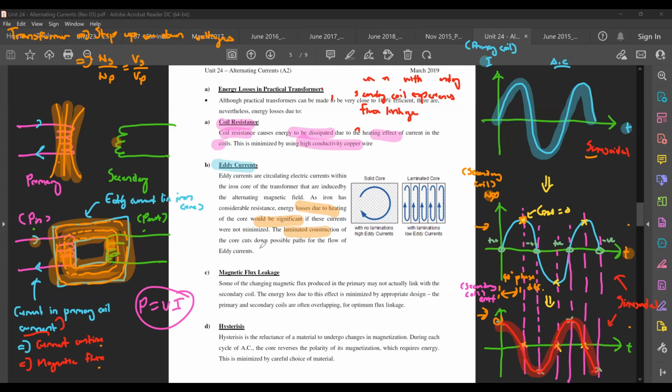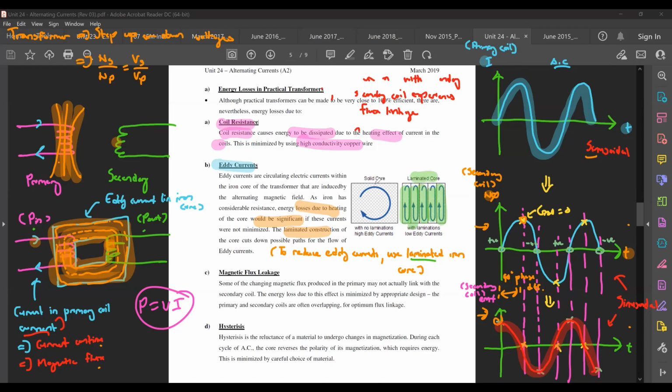Laminated construction will cut down possible paths for the flow of eddy currents. You can just say: to reduce eddy currents, use a laminated iron core. A laminated iron core is where you construct the iron core out of sheets of metal. Like this one. This is what we call a laminated iron core.